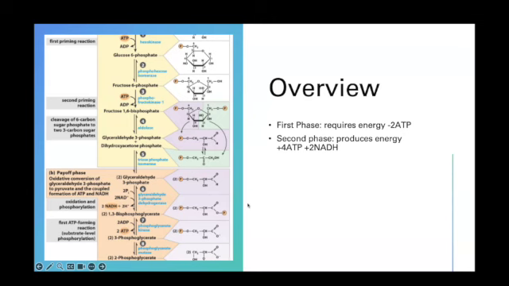But in the first phase, we invest energy. That's why it's called the investment phase. It requires 2 ATP because we need to prime our glucose molecule. These are steps 1 through 5.